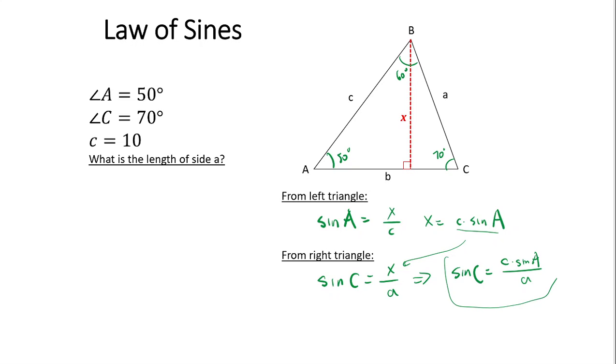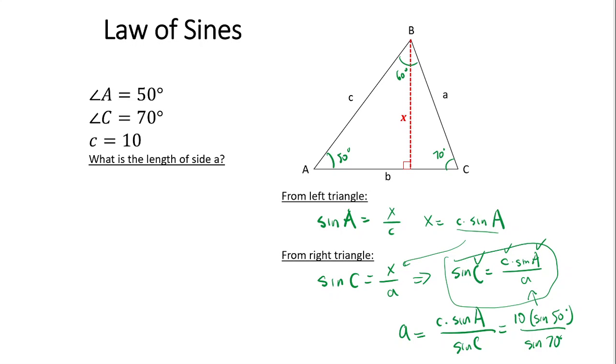For example, right here, I have side length C, I have angle A, I have angle C, so I could just solve and get side A. When you do that, I'm not sure what the answer is. Let's see, if we solve this for side A, we would multiply both sides, so A is equal to C times the sine of A divided by the sine of C. Let's see, 10 times the sine of 50 degrees divided by the sine of 70 degrees.